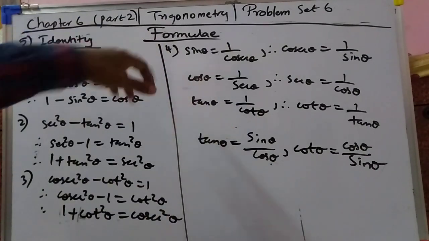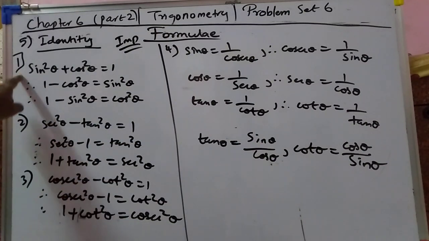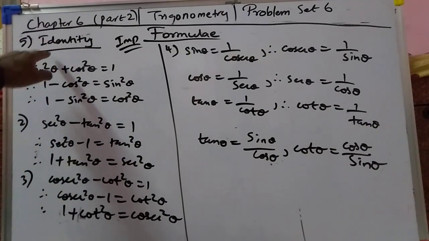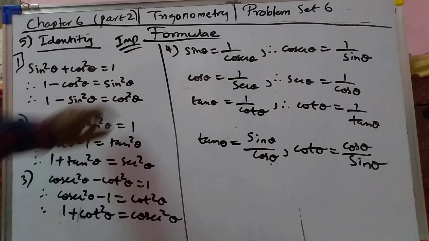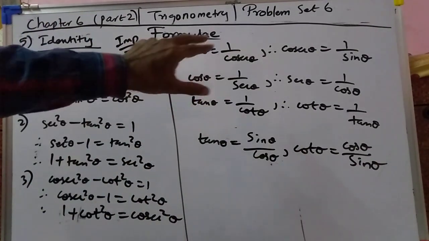Okay, these are important formulae. For this, sin square plus cos square theta is 1. Then this is another set of trigonometric identities. Then this is another set. Then this is inverse. And this. All this you should know.